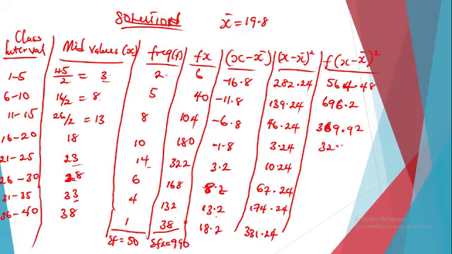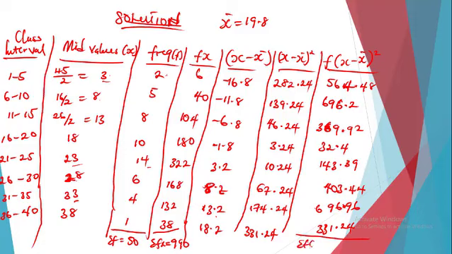We have 32.4 here. We have 143.39 here. We have 403.44. We have 696.96, and then we have lastly 331.24. Then we add this up to get summation of f into x minus x bar squared. Okay, and what do we obtain? We have our answer to be 3238.03. Add it up.